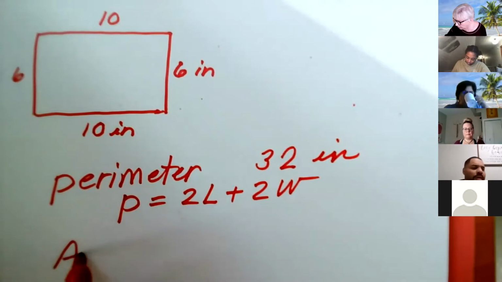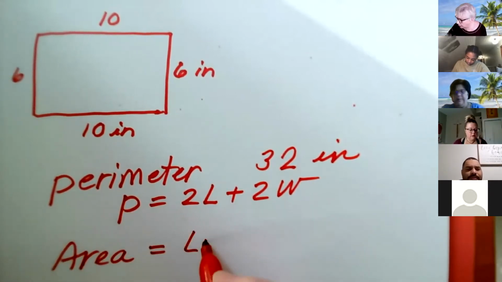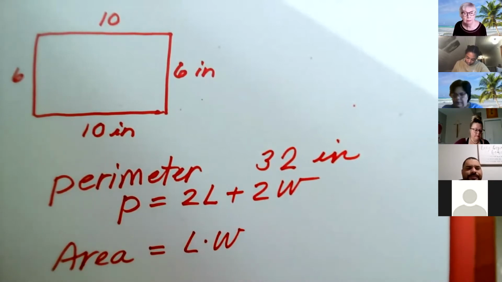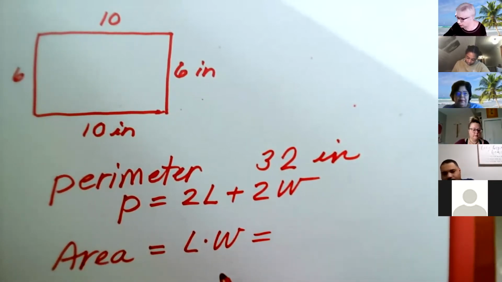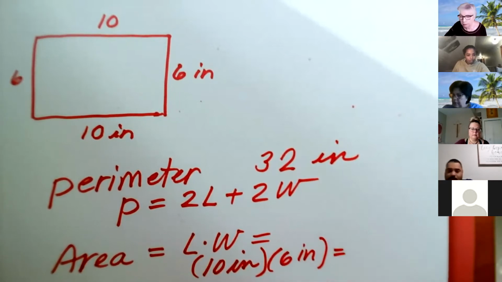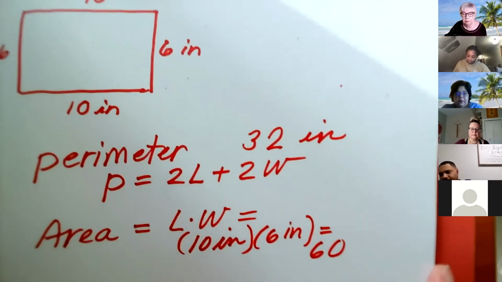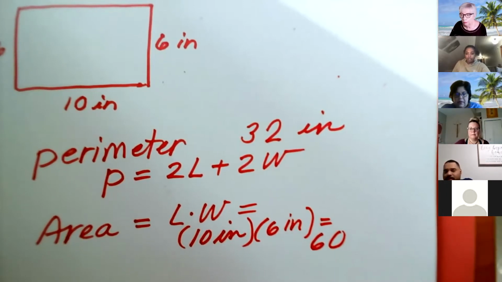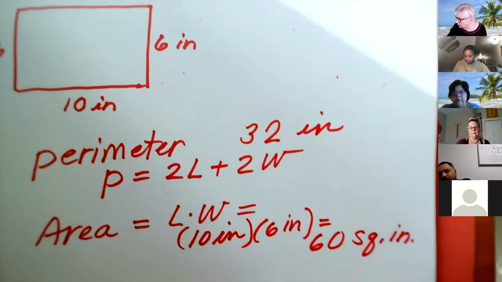But area, the formula is length times width. So it would be 10 inches multiplied by 6 inches. This is 60 what? Squared. This is something you're going to be asked to do. 60 square inches.